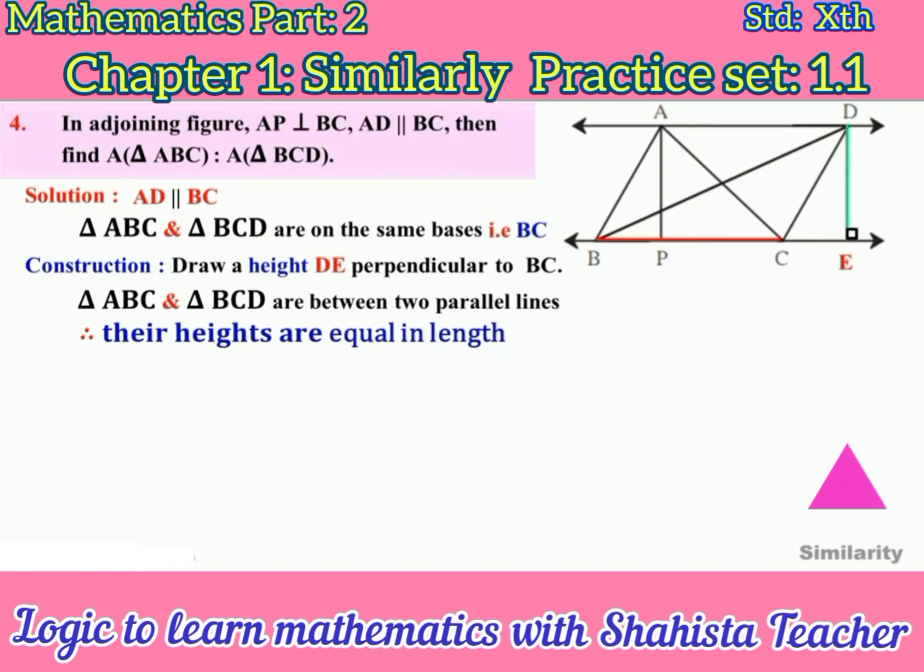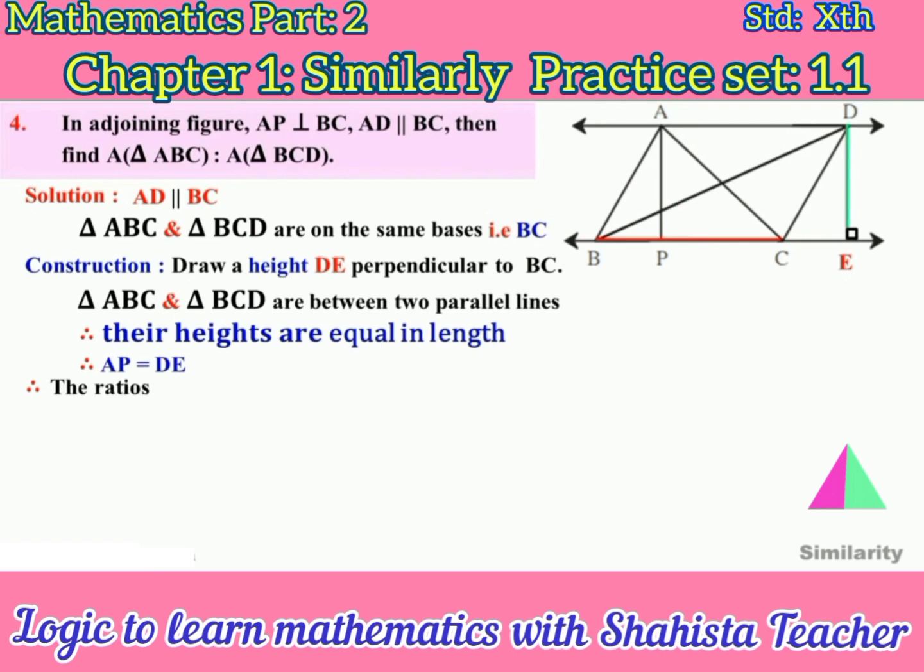See this, DE is the height for both these triangles, and AP is the height. AP and DE are both equal. Okay, AP is equal to DE. Both are equal in length.